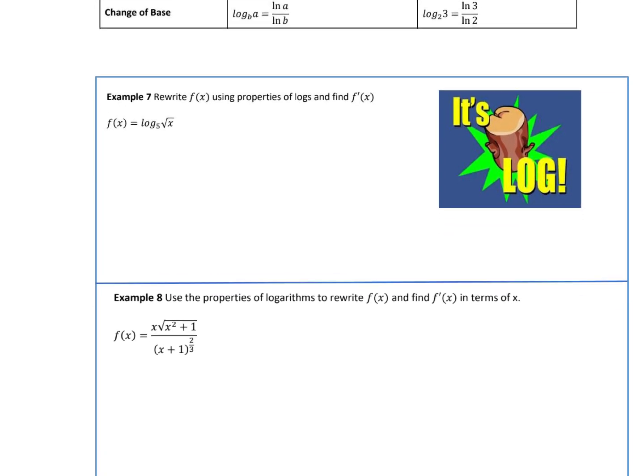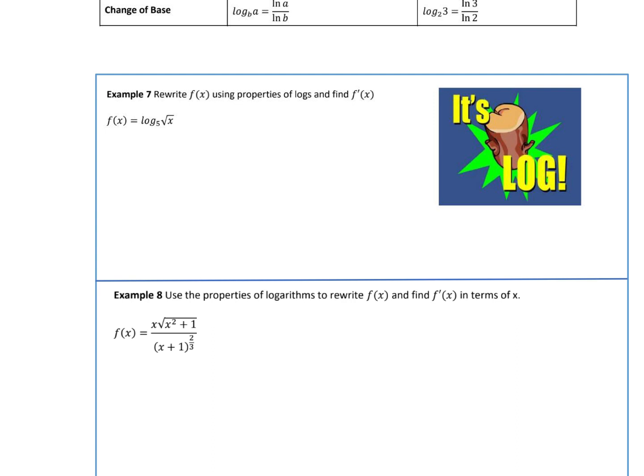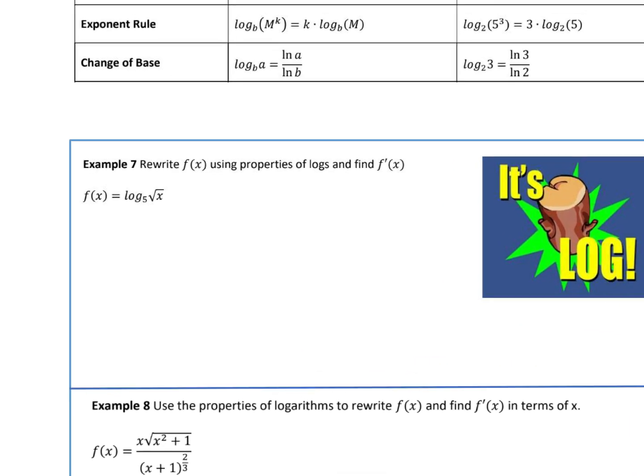if you look at example 8, yes, that is extremely complicated. You've got a power rule, a product rule on top, and you've got the quotient rule for the bottom. So we can expand logs to help us derive it. And that's what you're going to want to do. So I'm going to expand this a little bit.